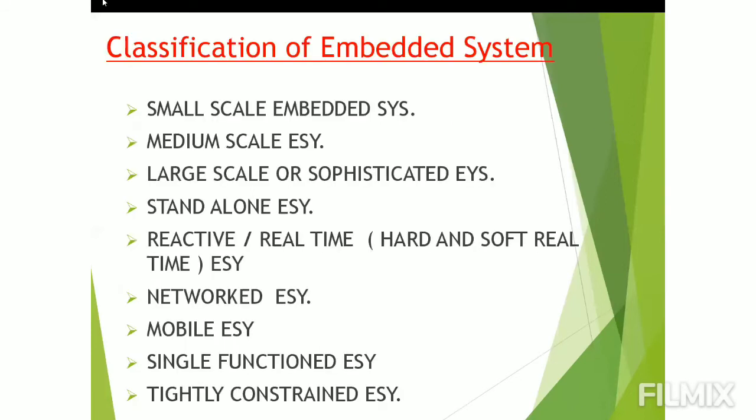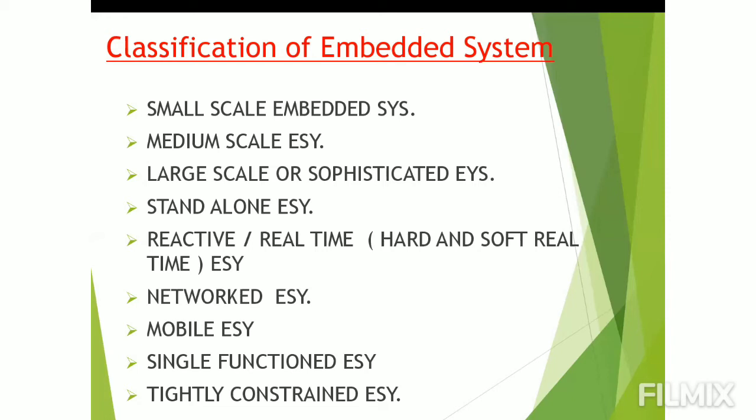Now we will discuss the classification of embedded systems. The embedded system is classified into the following types. The first one is small scale embedded system. The next one is medium scale embedded system. The next is large scale embedded system.